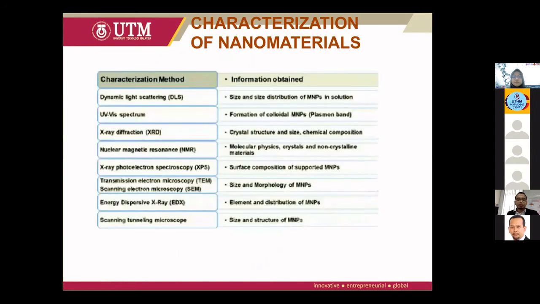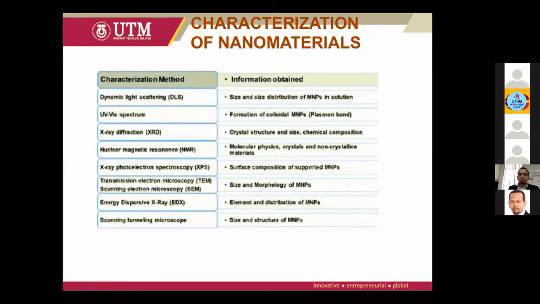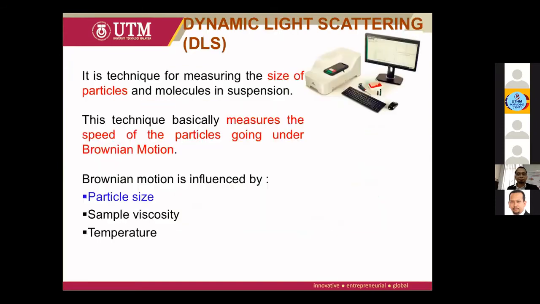So these are the characterization methods typically used, and part of them have been well introduced by Dr. Nick. But I will highlight only a few, and how they can contribute to your works later.